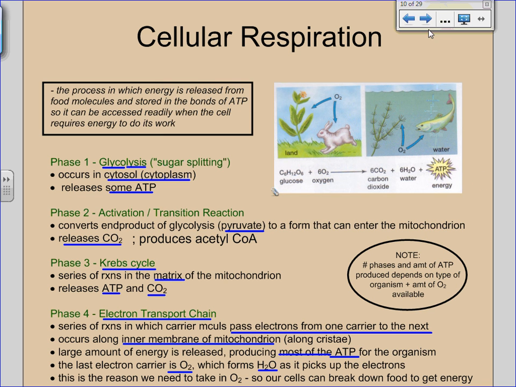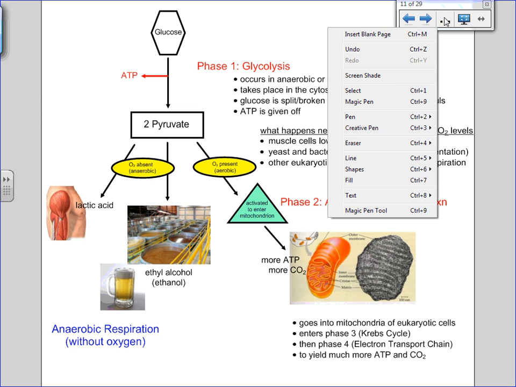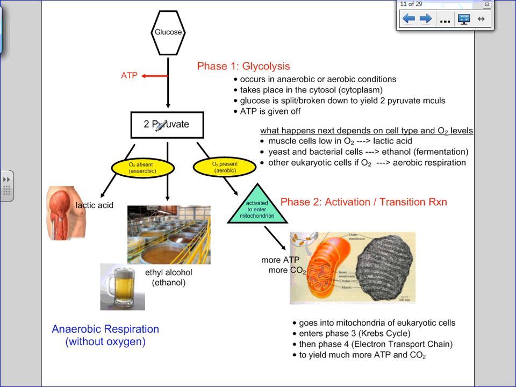So the number of phases and the amount of ATP produced depends on the type of organism and the amount of oxygen available. This is kind of, I guess, a visual to help you put the phases in order. So the first phase is glycolysis. So in this case, the glucose is going to be split apart. Sugar is split to give you two 3-carbon molecules of pyruvate.